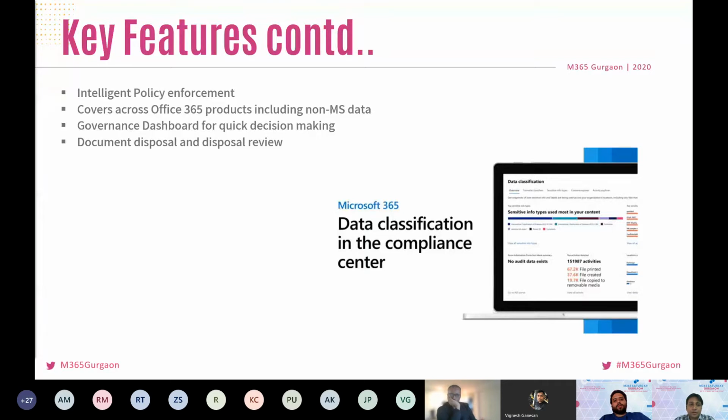Similarly, you can have a policy which is just applied to emails. So all these possibilities are there, but the key point is that it covers all the products of Office 365. So that's the main important thing. Then the governance dashboard is like a snapshot view of your content. It helps you in knowing your data.